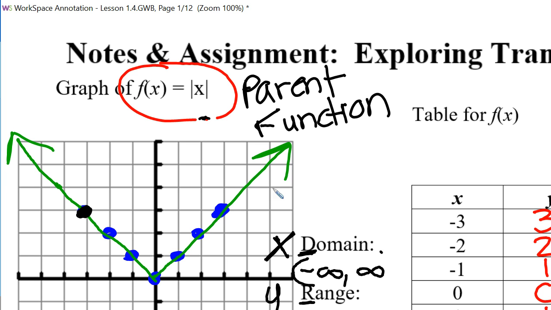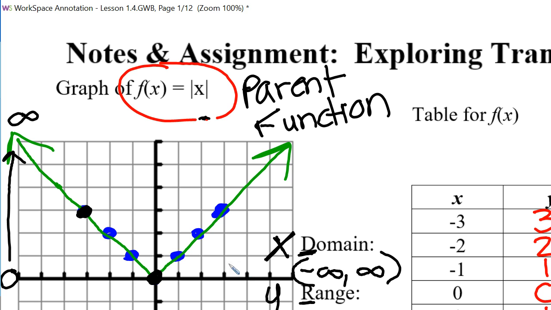Now the range. Range are the y values. So if you look at your vertex, this point right here at the bottom of the V is called the vertex. What is the y value at that vertex? 0. So the y values go from 0 all the way up to what? Infinity. It keeps going up. So it's going up to positive infinity. Now when you write your interval notation, the smaller number always goes first. So it's going to be 0, comma, infinity.